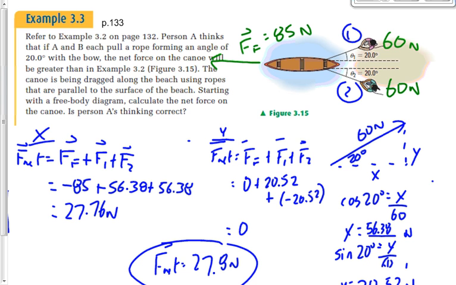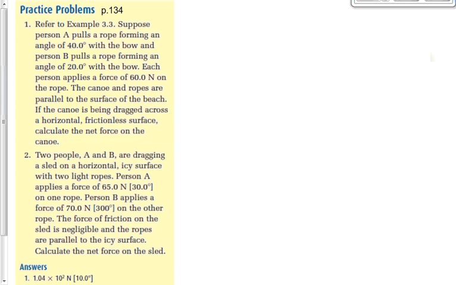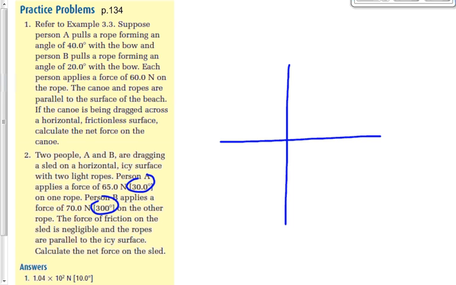The only thing that I want you to work on now for the rest of class and for homework tonight is the questions on page 134. There's a notation here that I want to point out that you might not be familiar with. They give you an angle of 30 degrees and an angle of 300 degrees. What does that mean? 30 degrees is this way. 300 degrees is this way.